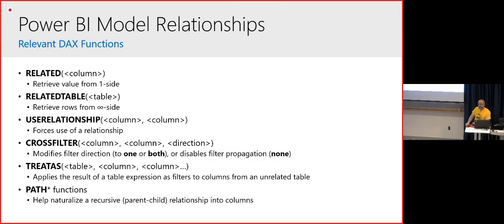We've almost finished the theory. Okay, so the last part of theory is that working with DAX, data analysis expressions, is the language for modeling. It allows us to add calculations to the model. It is also the query language for Power BI models. There are a number of functions that work with relationships. Related, related table, use relationship, cross filter, treat as, and there's a whole family of path functions. Let me speak about the path functions now because I won't demonstrate them.